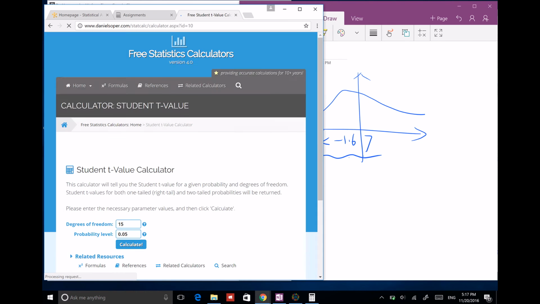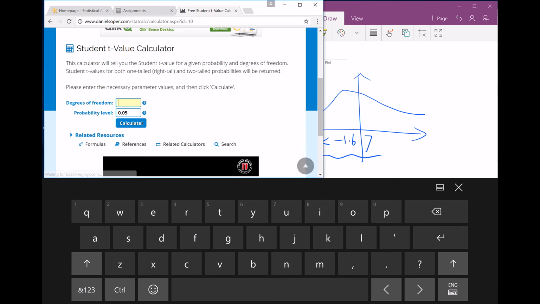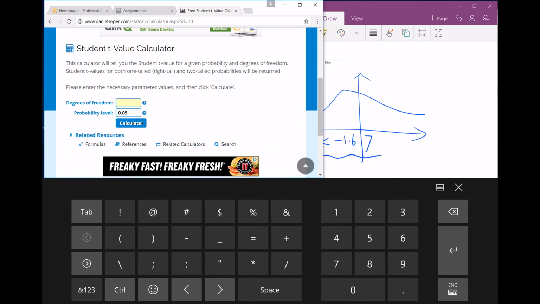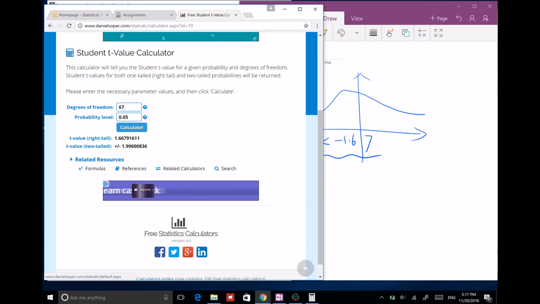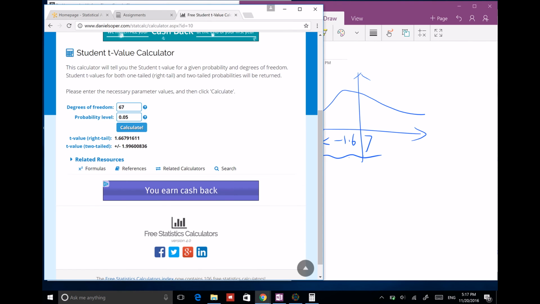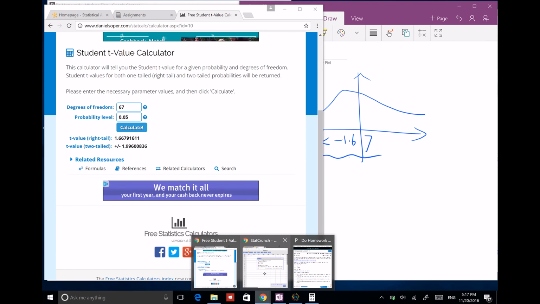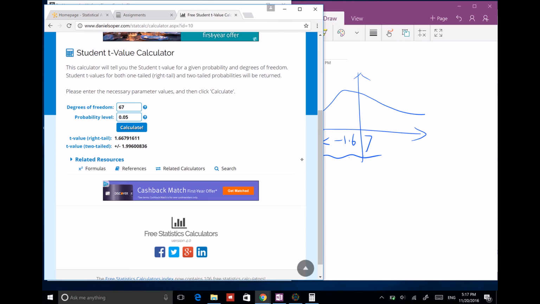What you need to do, you just need to type in degree of freedom 67, you subtract 1. Probability level is 0.05, right? Let me check. Yep. From the problem, yeah, the problem is 0.05 level. You can look at what I typed here.